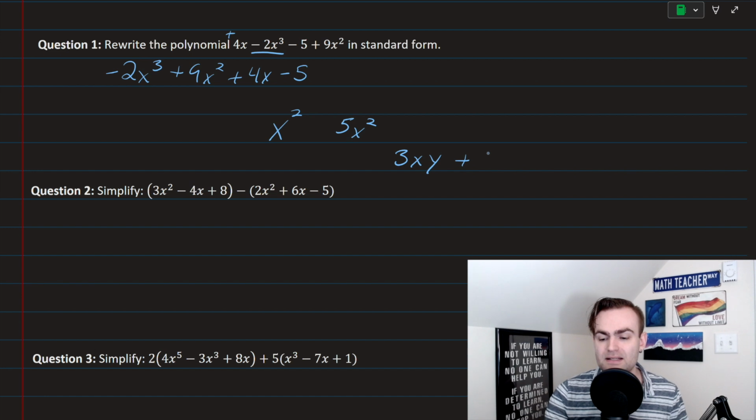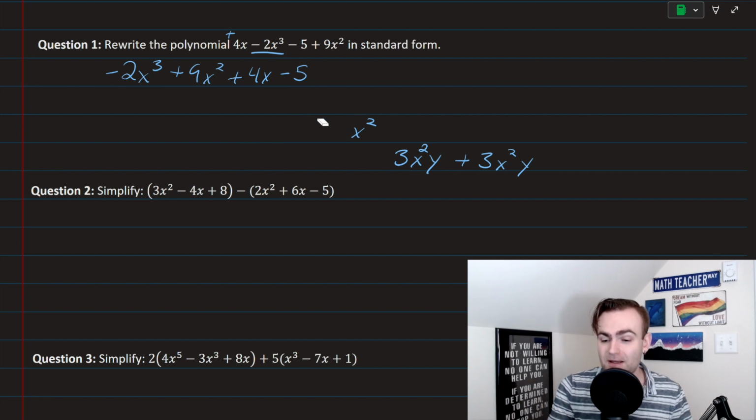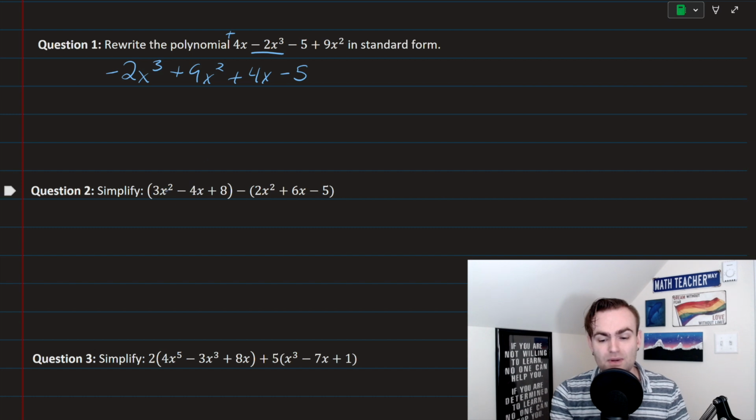3xy plus 3x squared y, even though the y's are the exact same power, they both have a power of 1, the x's are not the same. So those are not like terms. But if I raise this x to be squared, these can now combine because I have the same variables in the same amount. So with all that being said, let's subtract these.